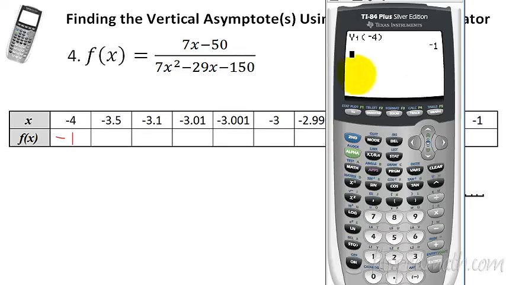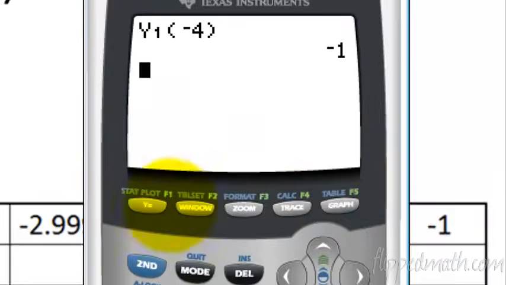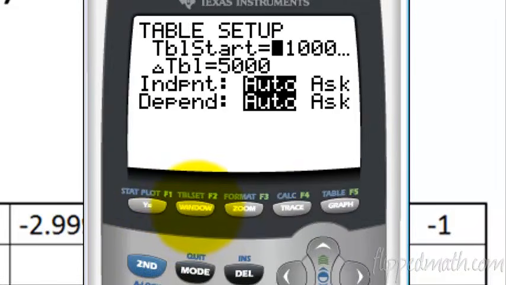But there is a faster way of doing it, which is really nice. In fact, I think Mr. Brust has shown this in a video previously, and that is to create a table. Here you have the table button. Here you have table setup. We need to set up our table. So let's do second, and then that button there, and we have our setup table.